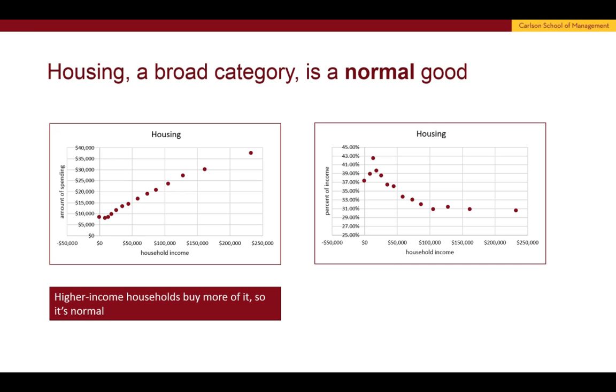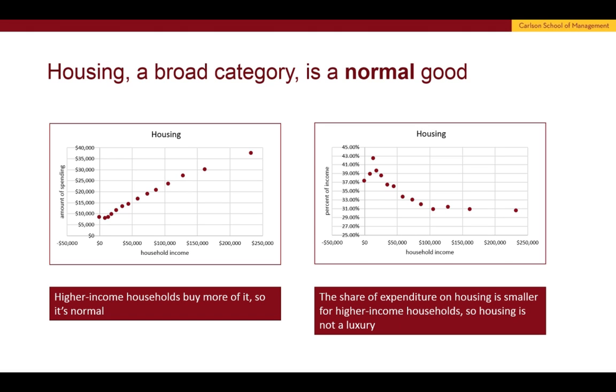We can also see that the percent of income allocated to housing across households of different income levels falls for households with higher income levels. So this is a category that is a normal good, it's not a luxury, and the income elasticity of demand for this good is between 0 and 1.